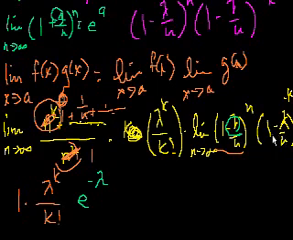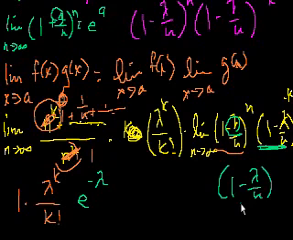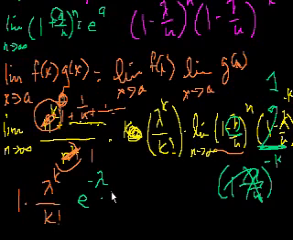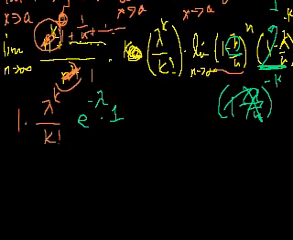We have a minus lambda instead of an a. And then finally, what's the limit as n approaches infinity of 1 minus lambda over n to the minus k power? Well, lambda is a constant. As n approaches infinity, this term is going to approach 0. So you have 1 to the minus k. 1 to any power is 1. So that term becomes 1. So there you have it.